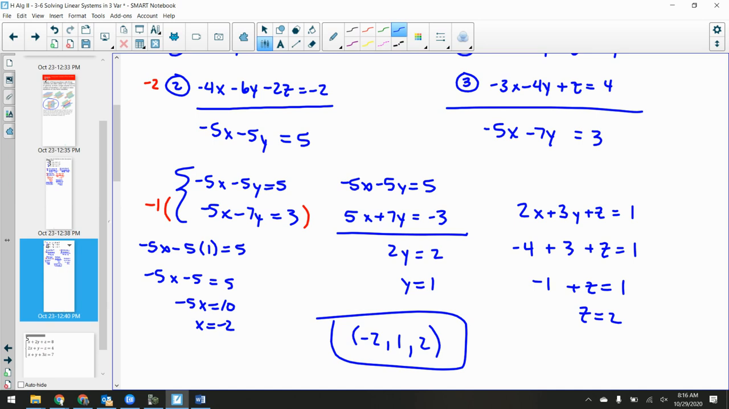How we do? We do all right? I will tell you, the more you stay organized with this, the better it'll be. Now, I get it. These problems can be a bear, especially if you drop a negative somewhere.